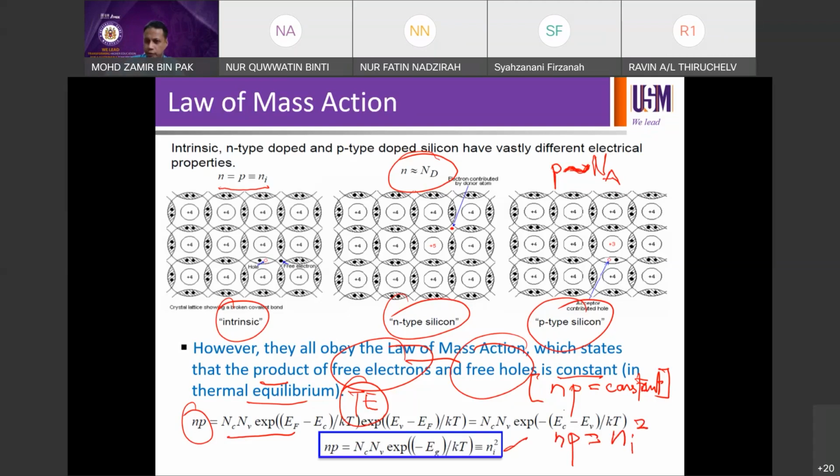The middle part is the exact content, if you need to plug in any parameters. But the whole idea is that if you multiply the product of the density of free electrons and free holes, you're going to get a constant of Ni squared. So we're going to use this a lot later on when you do the calculation under thermal equilibrium.